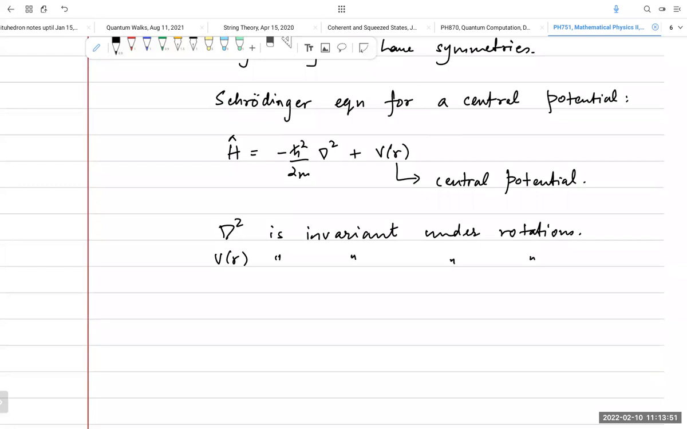So let's say that you have a state psi, which is a solution of the eigenvalue problem. This is the eigenvalue problem, the time-independent Schrodinger equation.